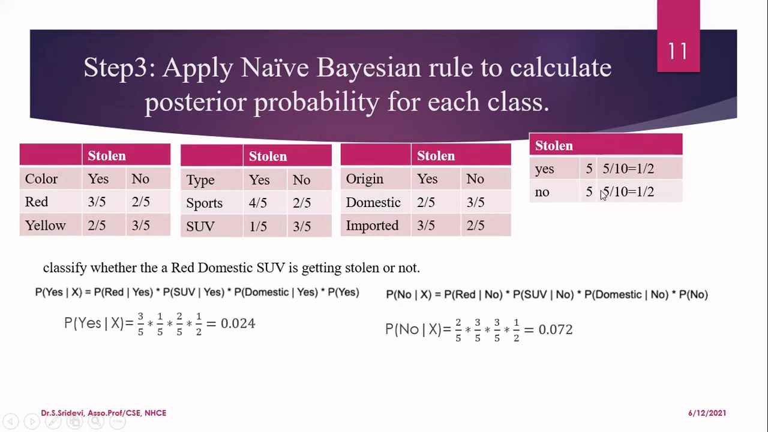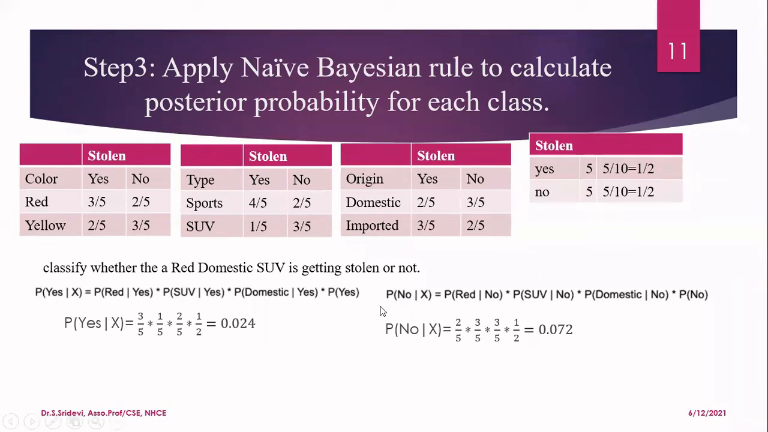Similarly, no is appearing 5 times. So the probability is 5 by 10, that is 1 by 2. So this we are calculating by seeing the target class. Now you have to see what is the new sample given to you as a test sample. For this test sample only, we are going to predict the outcome.